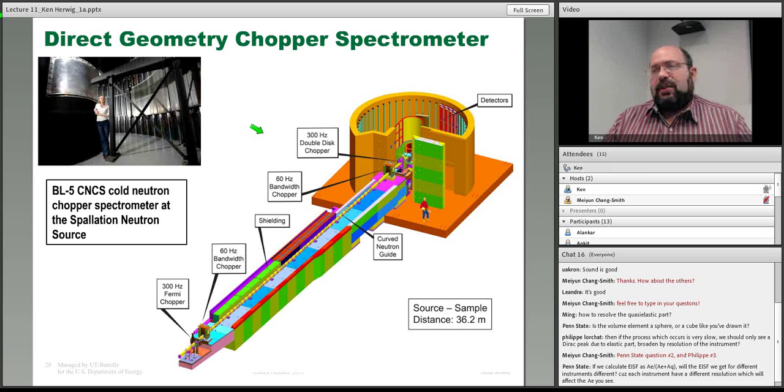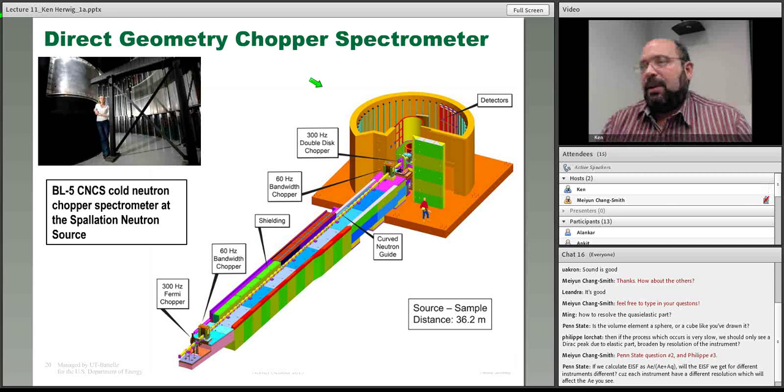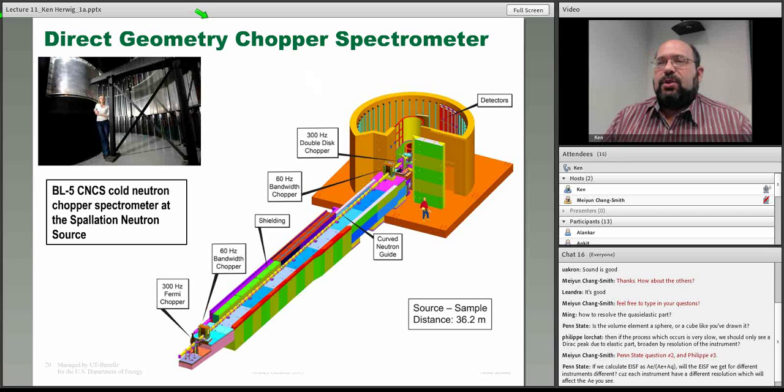And crystal analyzer spectrometers are called indirect geometry because they monochromate on the scattered beam. And so the instruments are kind of reciprocal with respect to one another. And in fact, the resolution functions are related by that symmetry.